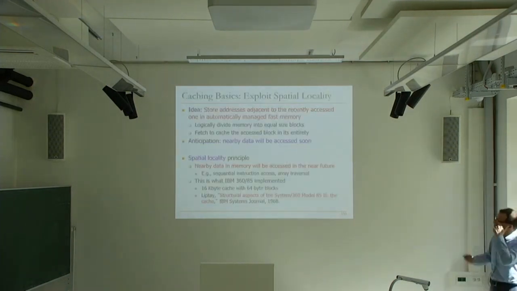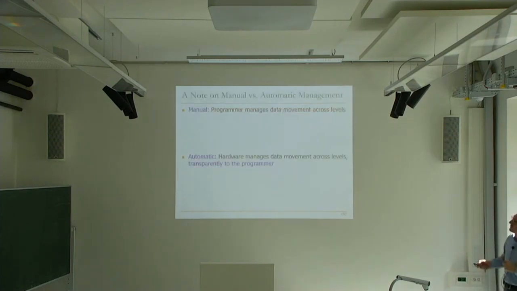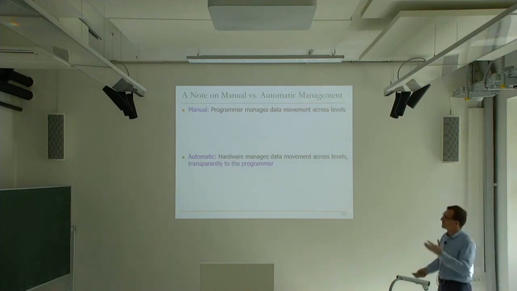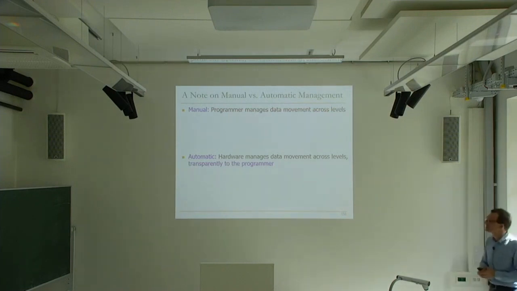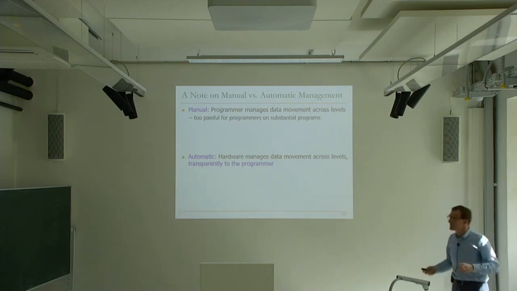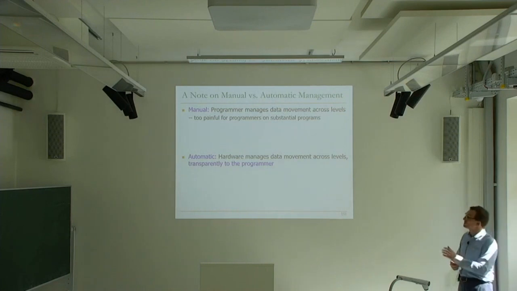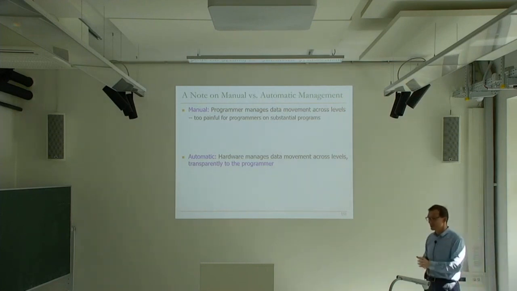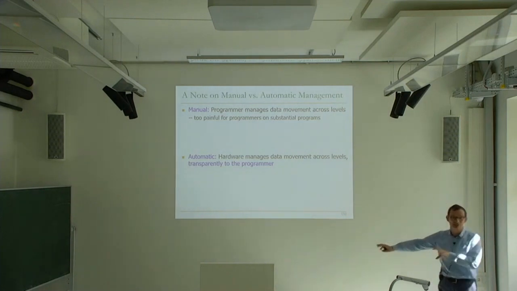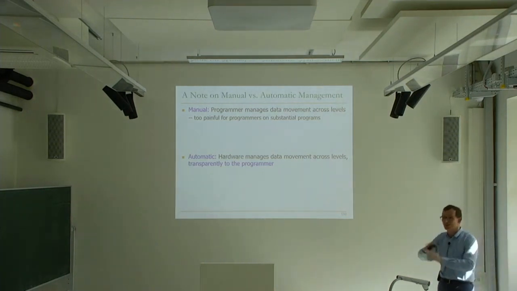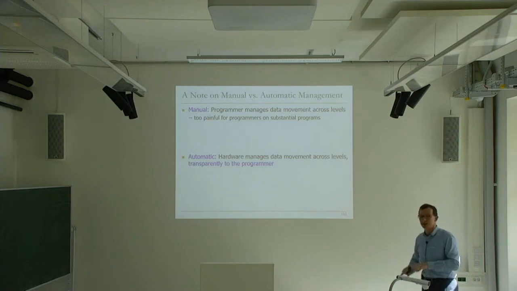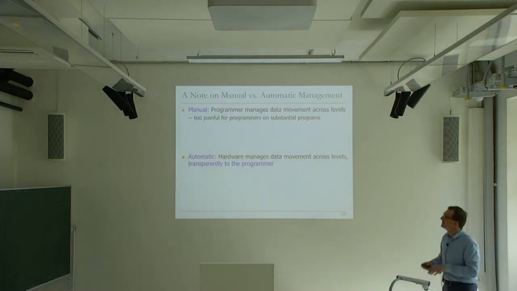Okay, so clearly these are the fundamental principles that we built memory hierarchies with. There's also another principle: do you do manual or automatic management? Manual means the programmer manages the data movement across the levels. It's usually too painful for programmers on substantial programs. Virtual memory was developed so that the programmer doesn't manage the data movement from physical memory to disk. The memory gives the illusion of infinite capacity and automatically manages the disk-to-physical-memory movement.